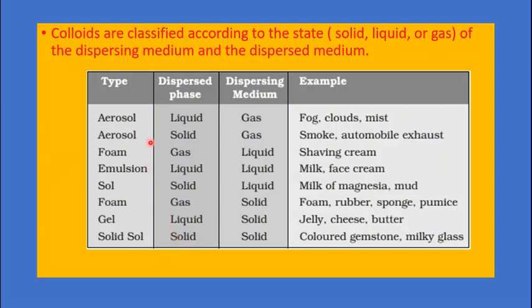So all these are very important. First one, aerosol, then foam, emulsion, sol, foam, gel, solid sol. These are the different types of colloids which you can see, and these are the examples. So this table is very important. How the question will be asked is, this will be given and you have to identify what type of colloid it is and which is the dispersed phase and which is the dispersing medium in it. So please learn all this properly and please be ready for a question.